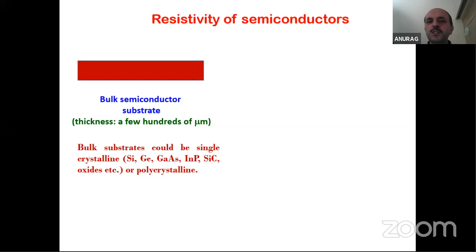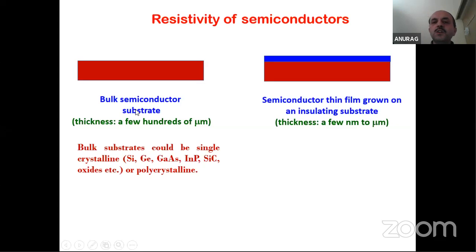But otherwise, they are also semiconductors, many of them. And now there is a polycrystalline. So this bulk semiconductor substrate could be polycrystalline also. Okay, so that is also possible. You can have a silicon polycrystalline wafer, germanium, everything. So that is also possible. So this is one type of substrate.